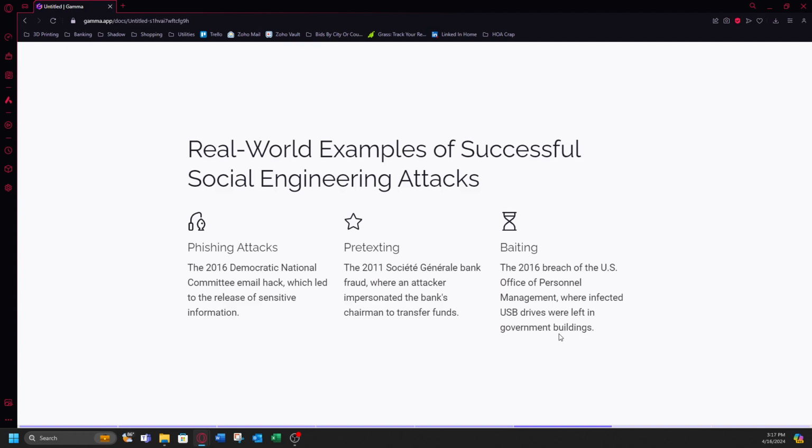Pretexting: the 2011 Societe Generale Bank fraud, where an attacker impersonated the bank's chairman to transfer funds. This isn't all too uncommon, unfortunately. It's very simple to impersonate someone, especially if you don't have to do it in person. And so listening to a couple of phone calls from that person, you could mimic their approach. You could also have information that you're not supposed to have to be able to authenticate that transaction and that conversation. So for baiting: the 2016 breach of the U.S. Office of Personnel Management, where infected USB drives were left in government buildings.